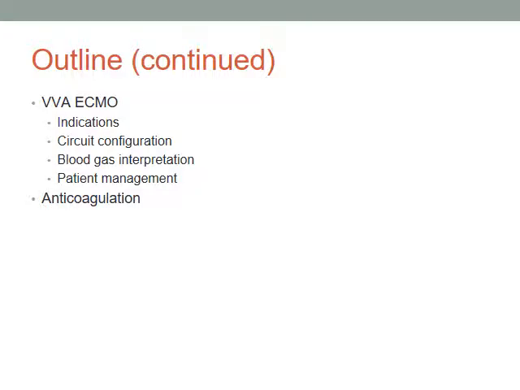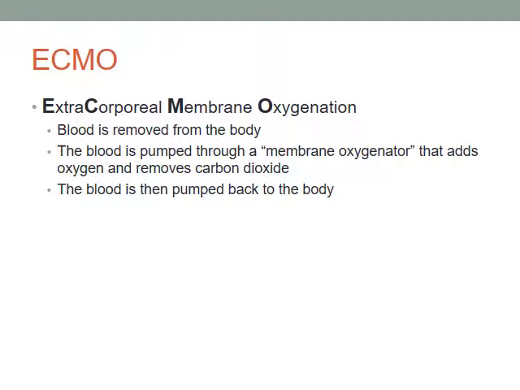So, what is ECMO? Well, it's extracorporeal membrane oxygenation. It just simply means we take blood out of the body, that's the extracorporeal part of it, run it over what's called a membrane oxygenator, and that's actually a slight misnomer. It does add oxygen, it also removes carbon dioxide, which is the other important part of lung function.